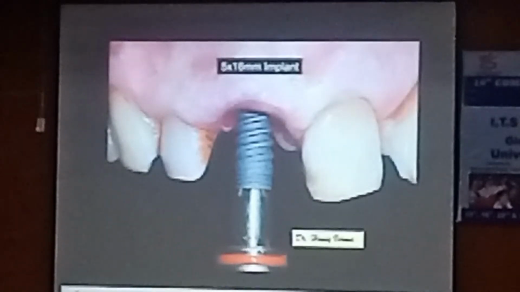Placing an implant. Look at the length that I have mentioned purposefully: 16 millimeters. Why? Primary stability from the apex, from the anterior nasal spine. So I am purposefully putting a longer implant so that I can have primary stability, a torque of more than 50 newtons, and hence I will give the provisional at the chair side. Right?